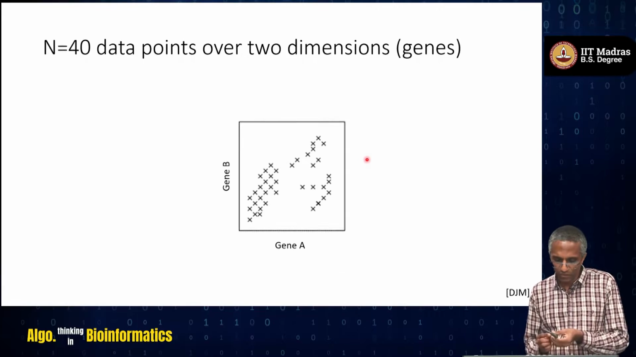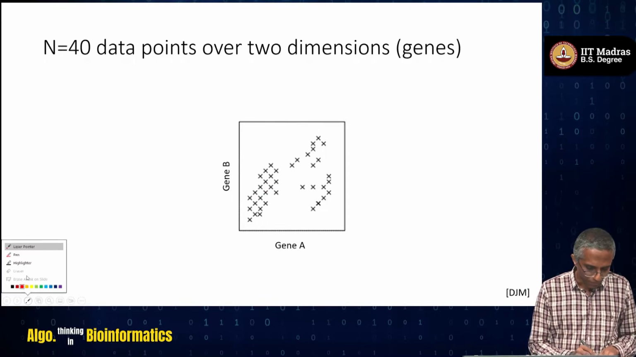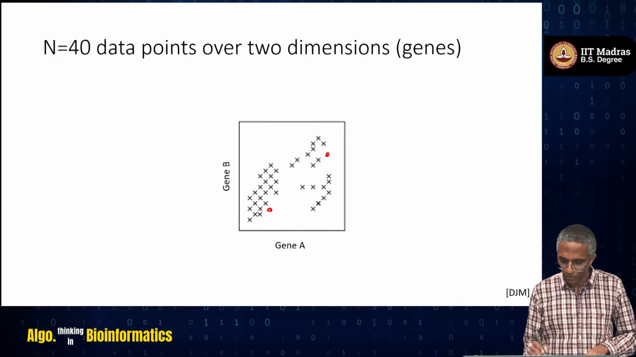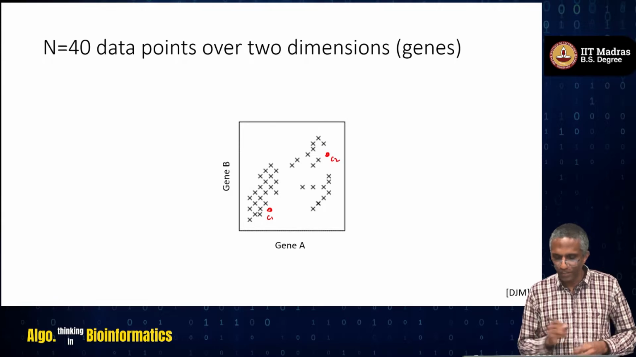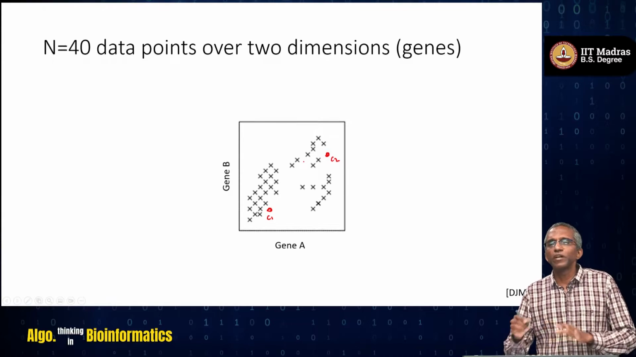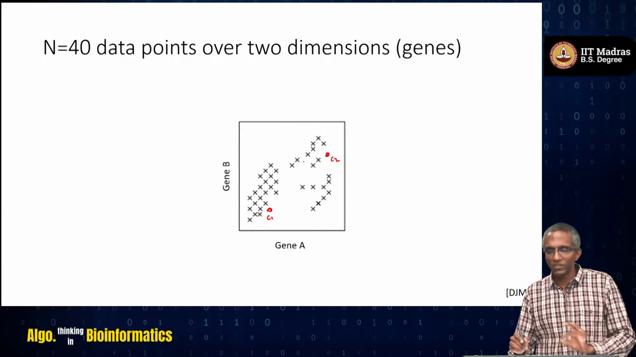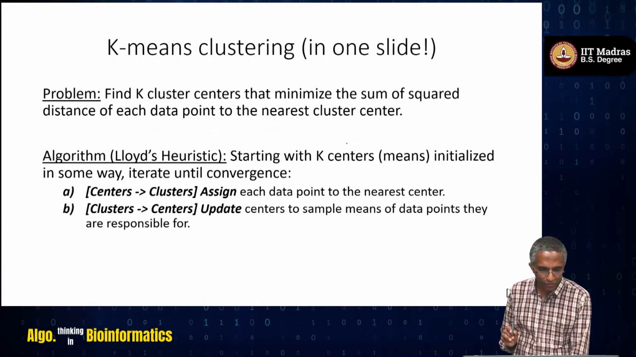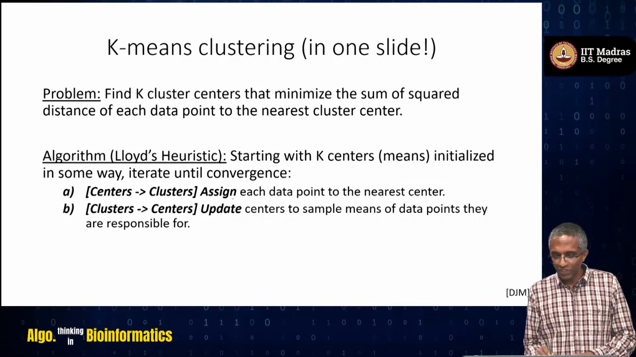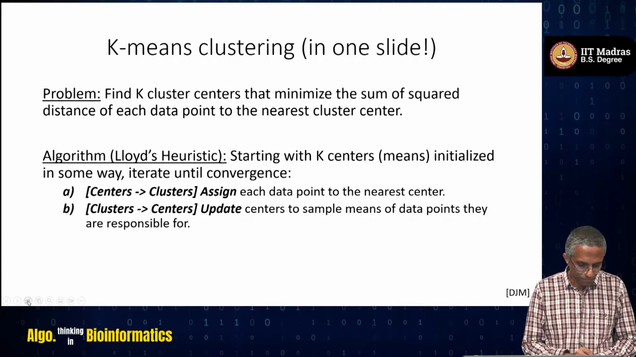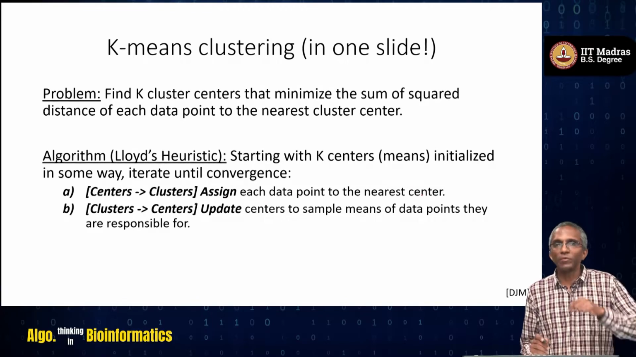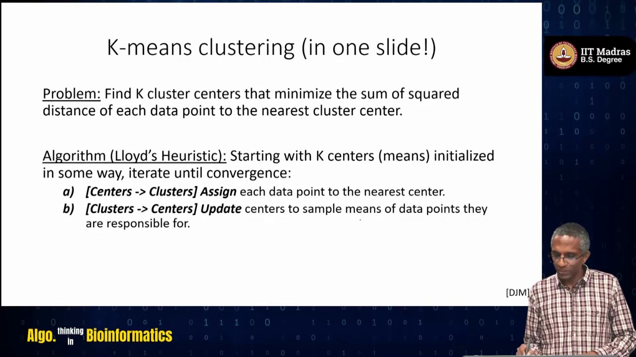So, in this particular case, for instance, one of the centers may be here and another center may be here, okay. So, this is center 1 and this is center 2, right. So, you may be starting with some arbitrary data points that is also 2 dimensional, lying in the same space as all the other objects, and then what you are doing is you assign each data point to the nearest center, right. That is the first step, the assignment step, and then once you have assigned this, you need to update your centers. You update your centers to the sample means of the data points they are responsible for, okay.